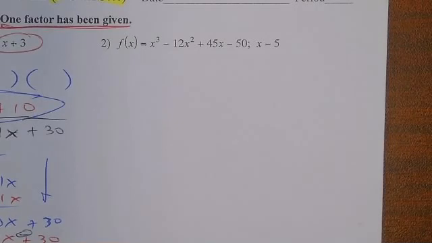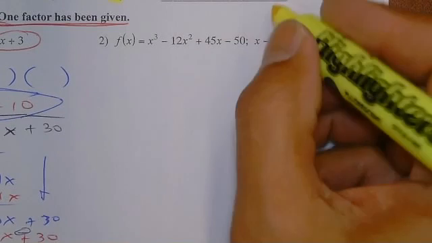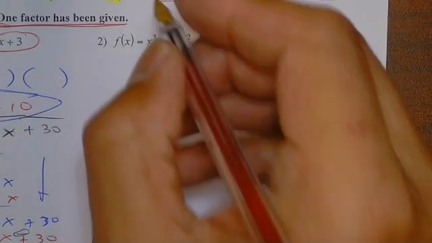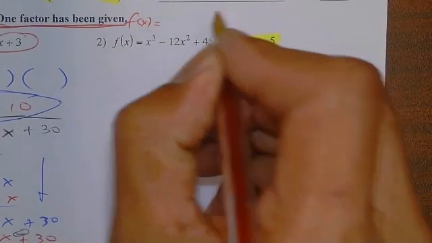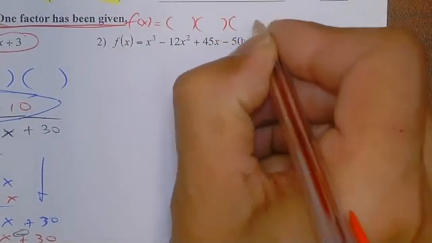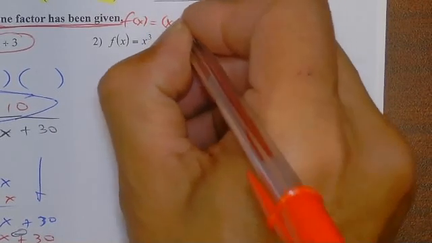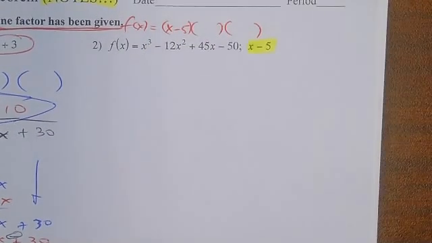Okay, here's number 2. Here we go. One of the factors has been given. And I know this is to the power of 3, so f of x is equal to, there's going to be three factors, or 3 parentheses. One of them is given. They're already giving you one of the answers, right? One part right there. Yeah?